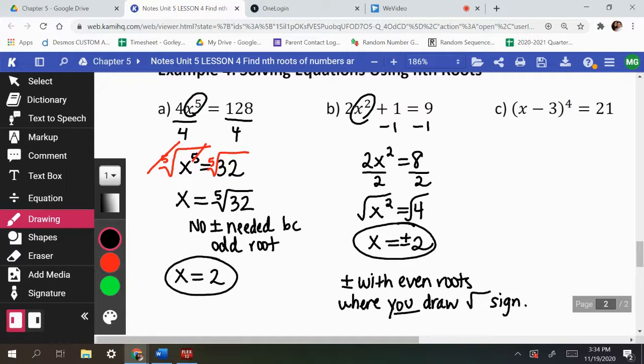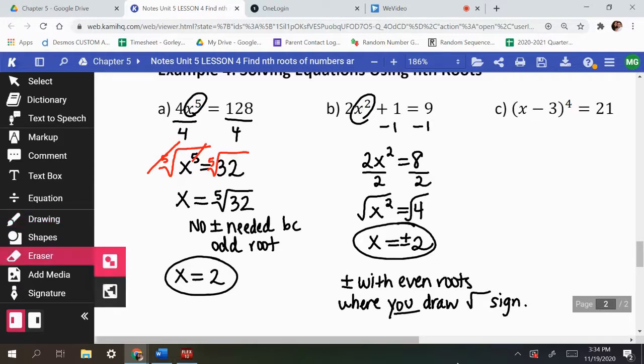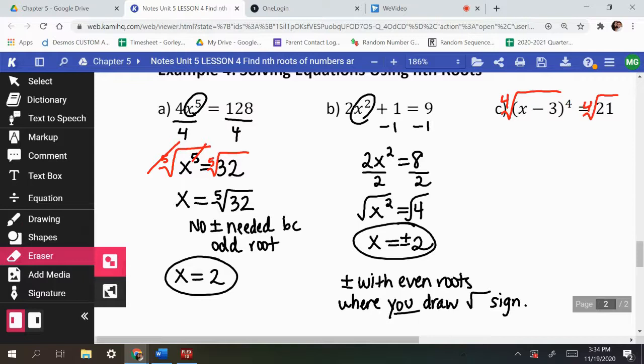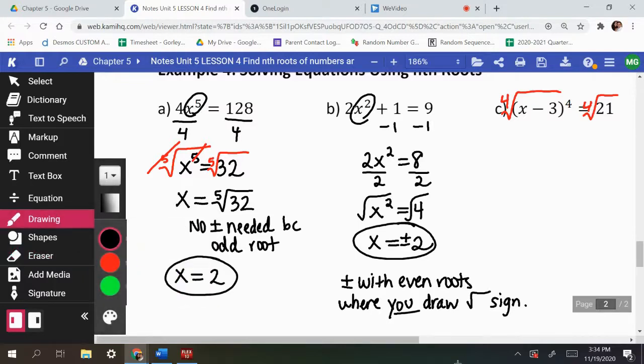Okay. Part C, what's being raised to the fourth power? X minus 3 is being raised to the fourth power. Okay, so that's already isolated. What is the inverse of raising something to the fourth power? Well, that's going to be taking the fourth root. You want your power to match your root. Then they're inverses. The fourth root undoes the fourth power, and it leaves me with x minus 3. On the right-hand side, do I need plus or minus? Yes, because it's an even root that I drew in myself.